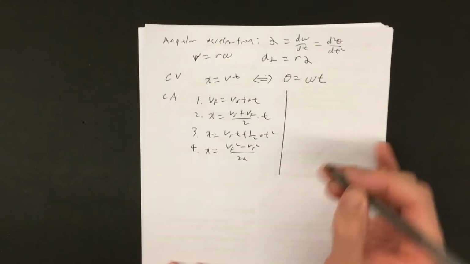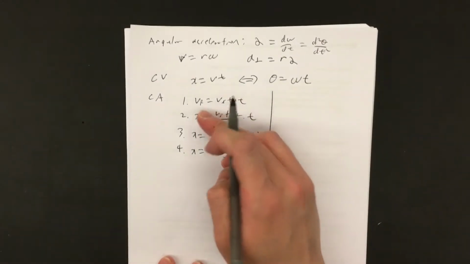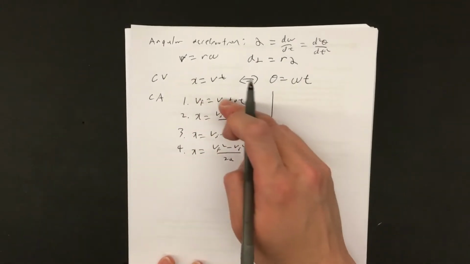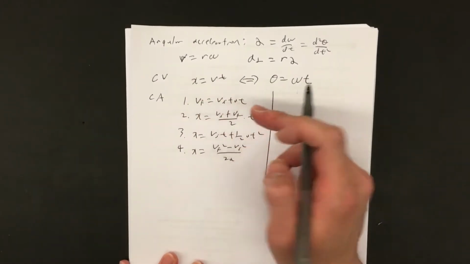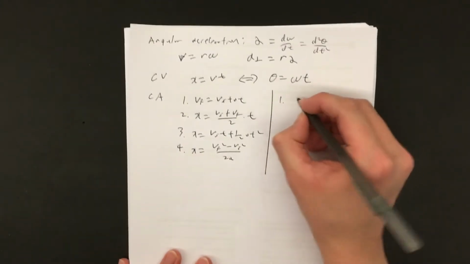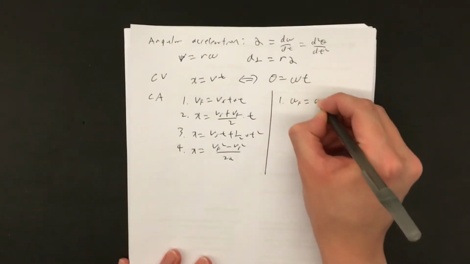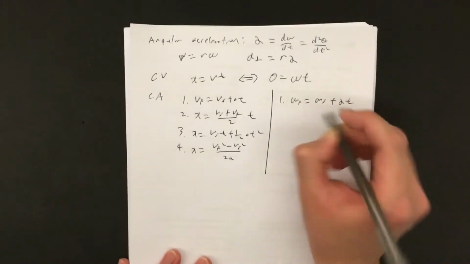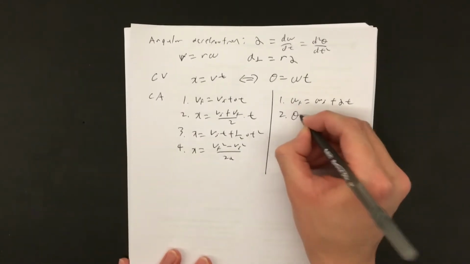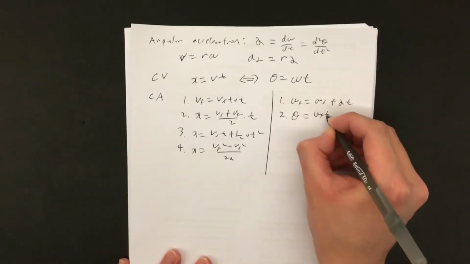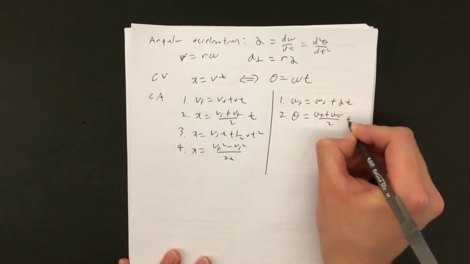Similarly, we just replace all the linear terms, or the translational terms, with rotational terms. So the first equation would be omega final equals omega initial plus alpha t. The second would be theta equals omega final plus omega initial over 2, times t.